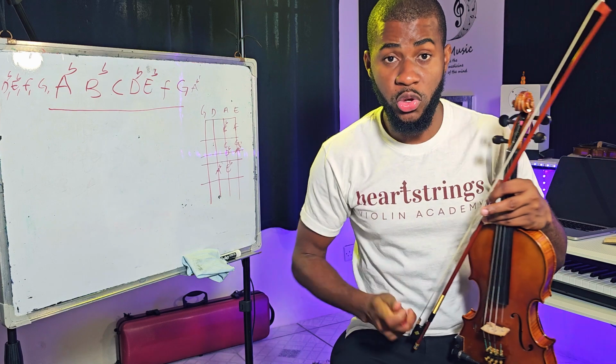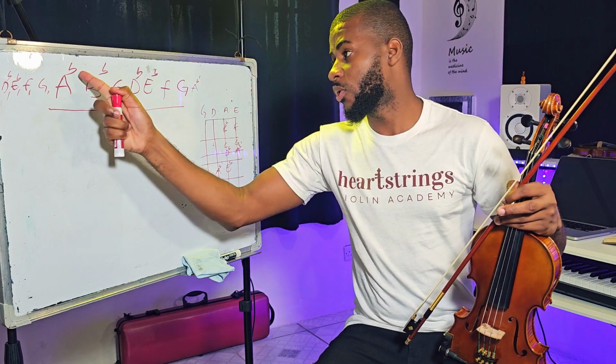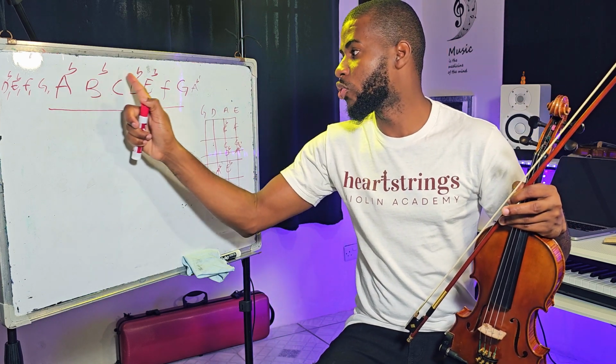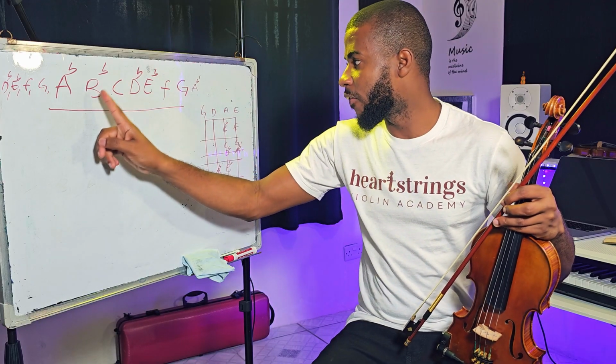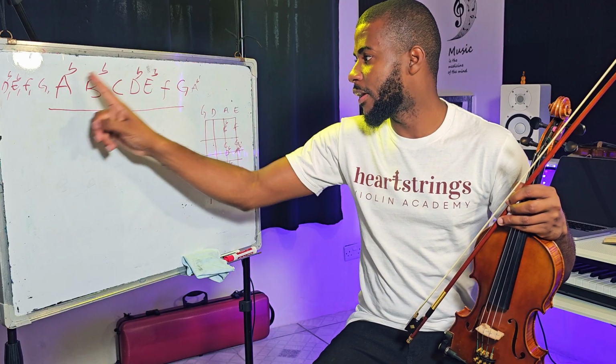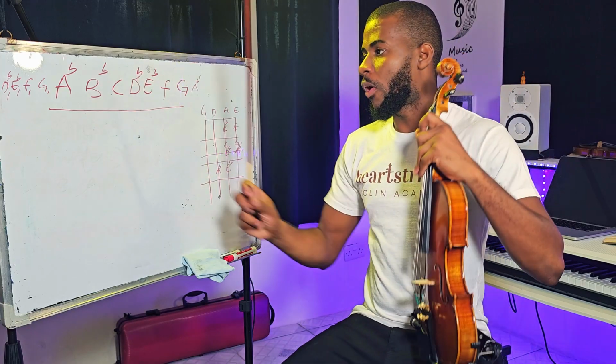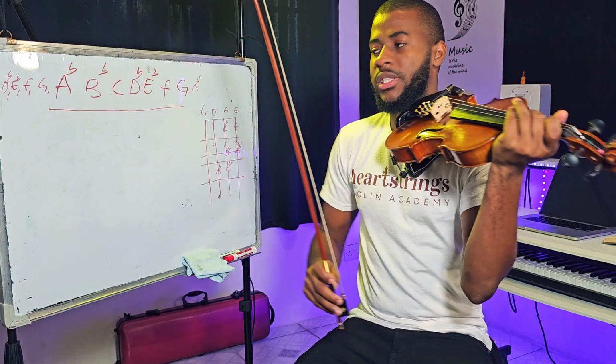That is why on the music, the A flat major scale is going to have just 4 flats: 1, 2, 3, 4, and the notes that are flat are going to be B flat, E flat, A flat, and D flat. All right, let's try to go on the descending side.